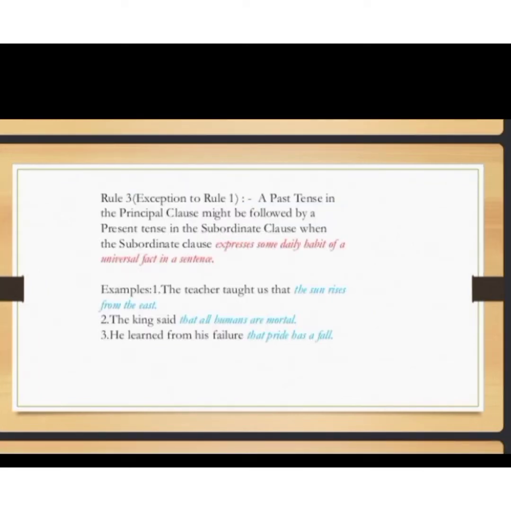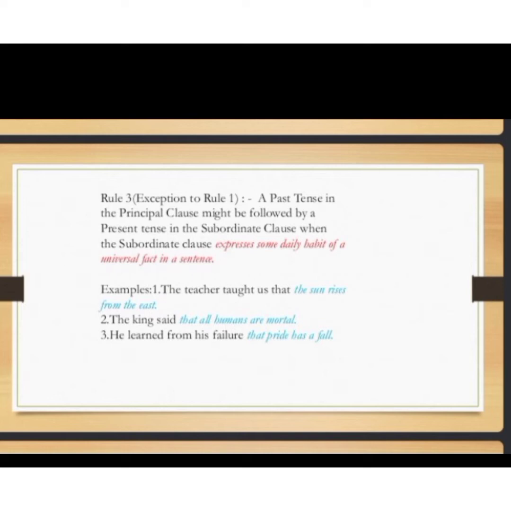Children, there is one exception to the rule which I told you. If the principal clause is in past tense, then the subordinate clause also should be in past tense, isn't it? So there is an exception. Past tense in the principal clause might be followed by a present tense in the subordinate clause when the subordinate clause expresses some daily habit or a universal fact. That means if it is showing a universal truth in the sentence, then the past tense in the principal clause should be followed by present tense in the subordinate clause.